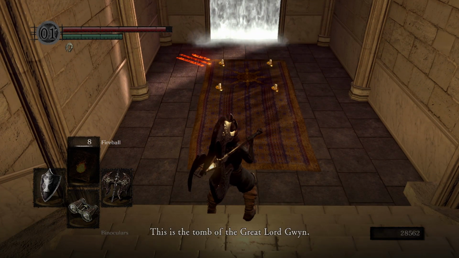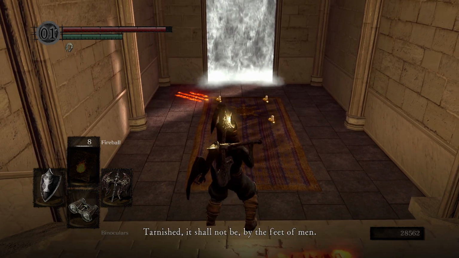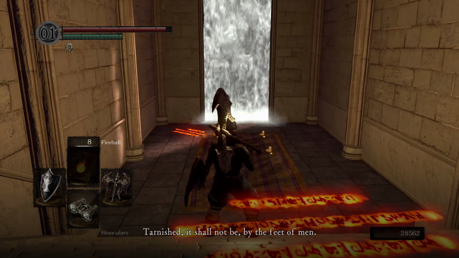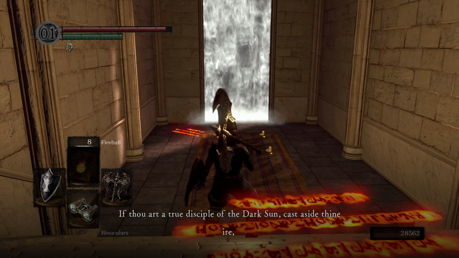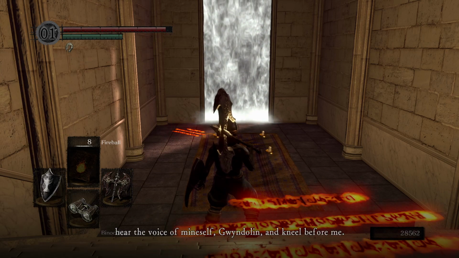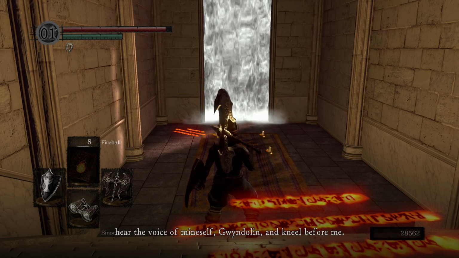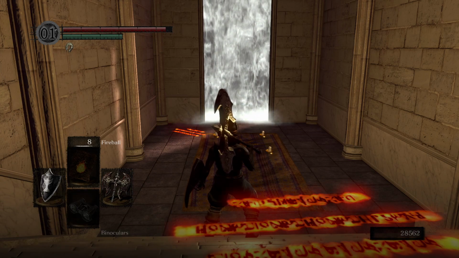Halt! This is the tomb of the great Lord Gwyn. Tarnished it shall not be by the feet of men. If thou art a true disciple of the Dark Sun, cast aside thine ire. Hear the voice of mine self, Gwyndolin, and kneel before me.